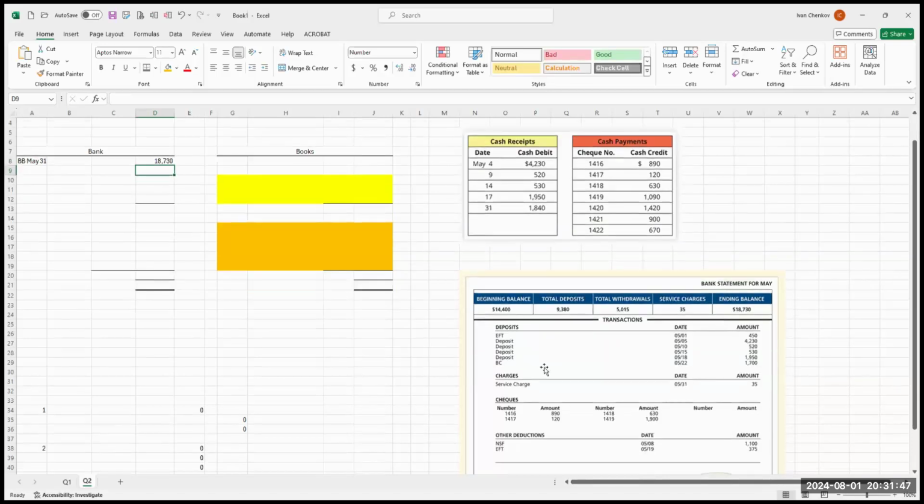Then, as we said, we're gonna start chasing money coming in our bank account and money coming in our cash account. Are those the same amounts? And is there anything in our cash account that hasn't been deposited in the bank? The first money that's coming in our account is on May 4, $4,230. Was that deposited in the bank? Yes, it was. Second deposit for $520.